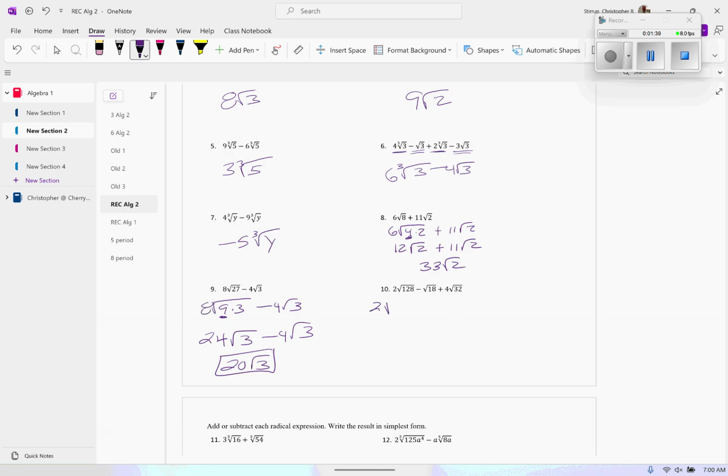Number 10, let's break 128 down. So that's going to be 64 times 2. Okay, 64 is a nice big perfect square that goes in there. Let's break 18 down into 9 times 2. That's a big perfect square, plus 4 times 16 times 2. Square root of 64 is 8. 8 times 2 is 16. Square root of 9 is 3. Square root of 16 is 4. So 16 minus 3 is 13. 13 plus 16 is 29 root 2.